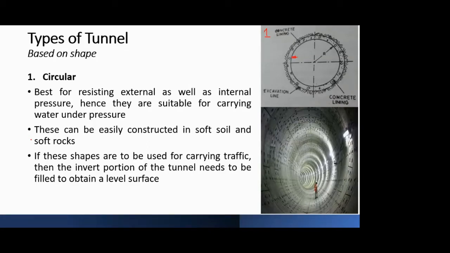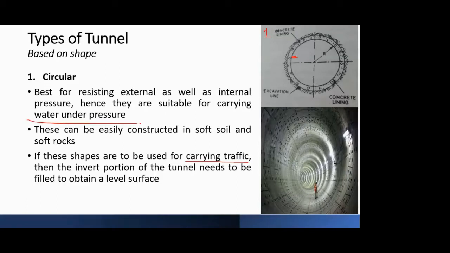Have you ever wondered why they are circular or why they are not square or rectangular? So the reason is it is good at resisting the pressures. And then it can be constructed in soft soil and soft rocks also. And these shapes, they can be also used for carrying traffic.